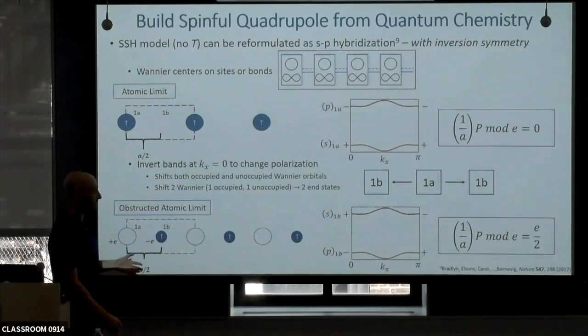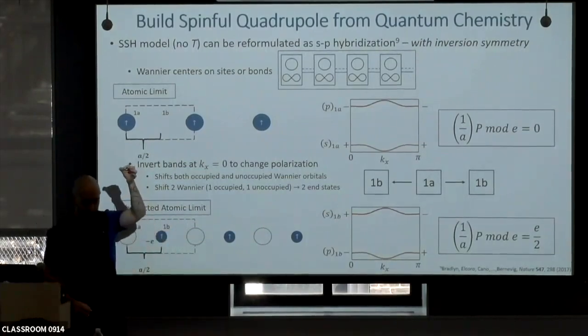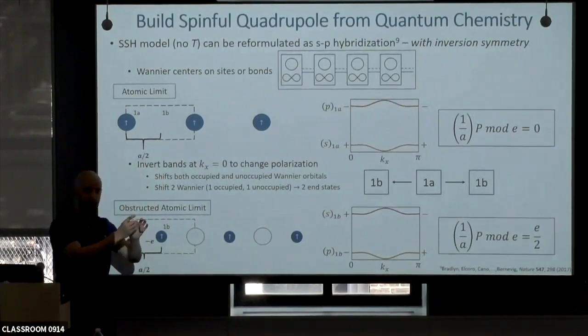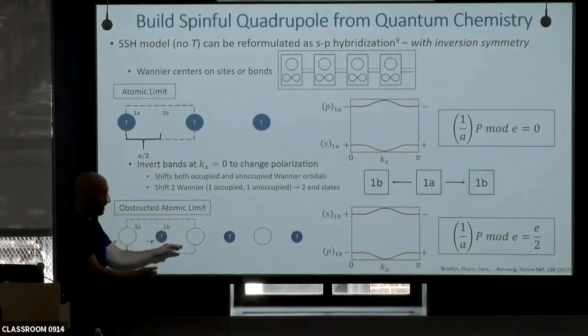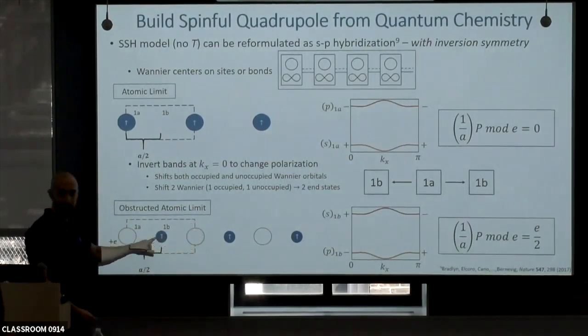And now what I can do is invert bands at the gamma point, so I'm bringing down one state from the P band and bringing up the S band. And then in a symmetric manner I can slide out the 1a orbitals, and then I'm free to send one back away to the valence band or conduction band and have just a single occupied electronic state that's not lying where it started.